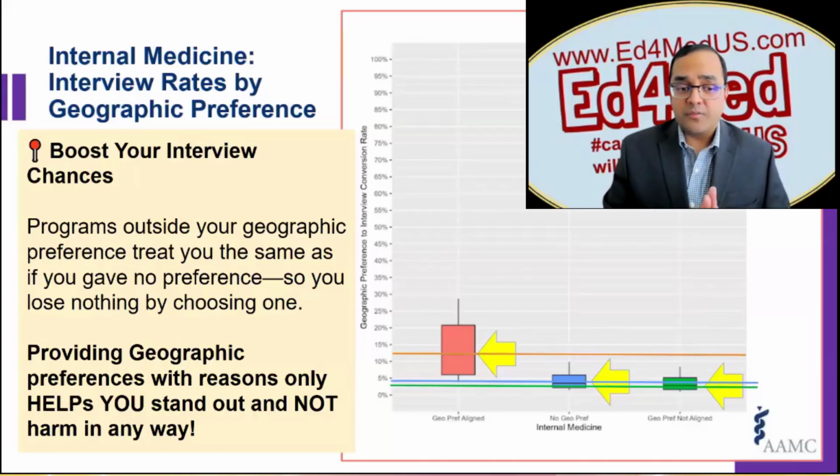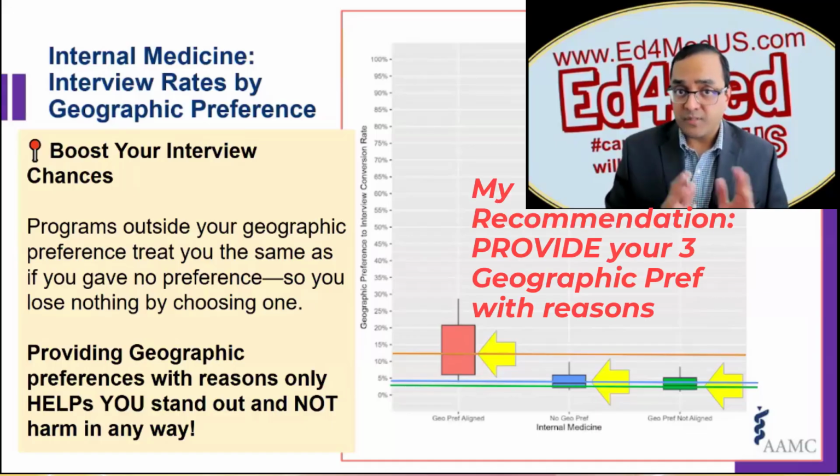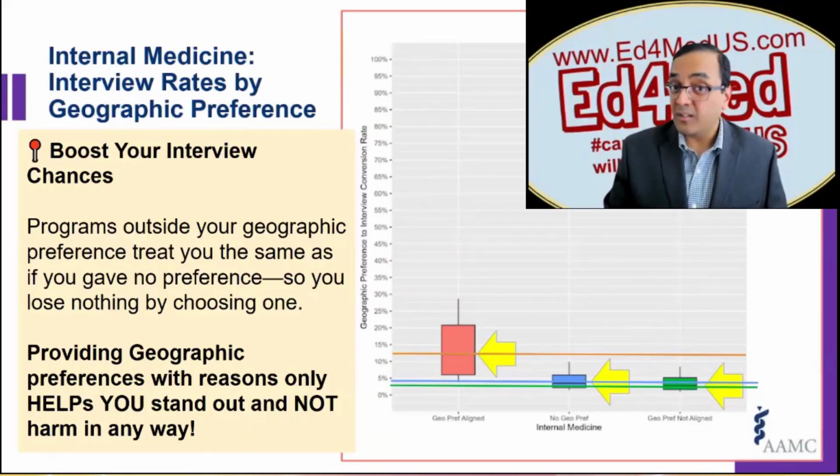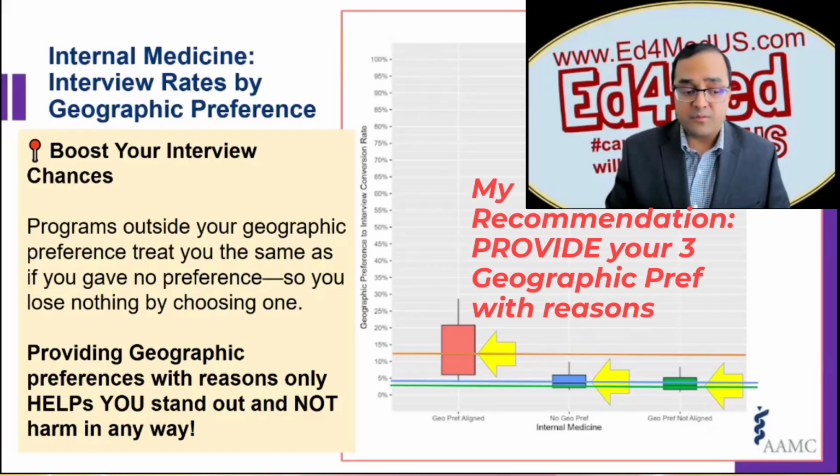So that's why my recommendation to every residency applicant is to provide 3 geographic regions of interest to you, provide reasons, and that's really the best you can do to boost your interview chances. I have seen residency applicants, including some who did not match. There were some who did not provide the geographic preferences. Some provided but didn't write reasons. Those approaches are weakening their application and interview chances. So please, please, please provide the 3 geographic preferences.